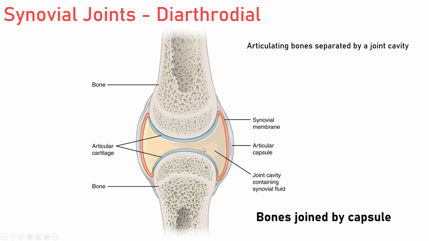What makes up the diarthrodial joints or synovial joints is you have an articular capsule, you have a synovial membrane that contains synovial fluid, and then at the end of each bone you have articular cartilage. So you have some kind of lubrication or friction reduction component to allow for compression.